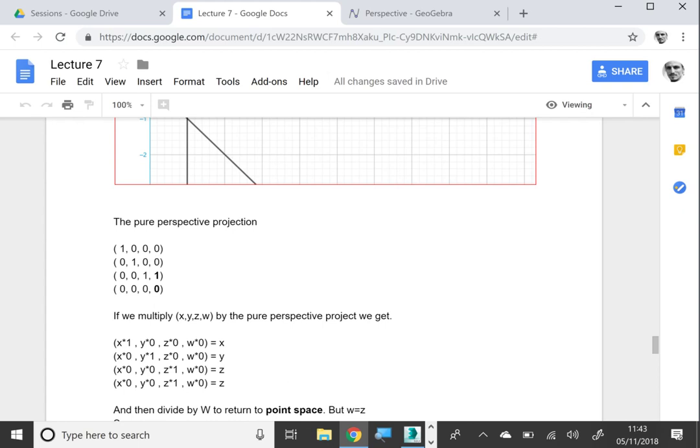X times 1, Y is 0, Z 0, W 0, we get X. We do the same on the next row, we get Y times 1, we get Y out. We do the same on the next row, we get Z times 1, we get Z out. And we do the same on the last row, we get Z times 1, we get Z out. And you think, why do this? Seems like hard work. Because the graphics card's doing it for free, yeah?